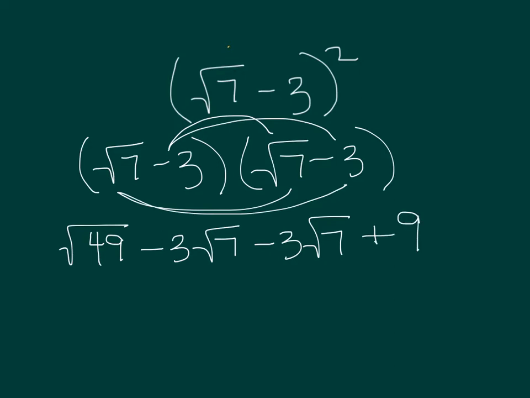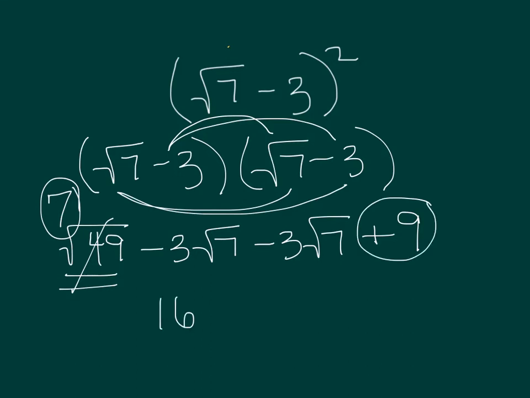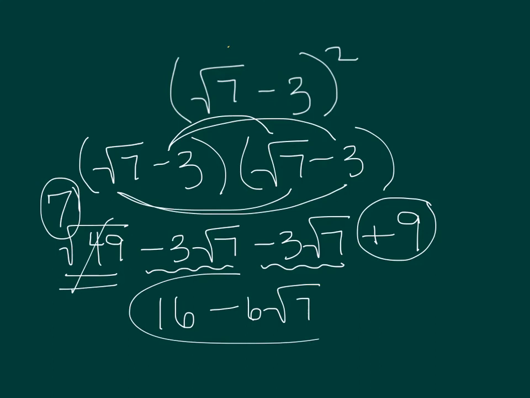Now what we're going to start looking at here is if we can clean this up. And I noticed two things. First of all, I noticed that the square root of 49 is actually 7. I've got a 7 and I've got a positive 9. I can put 7 and positive 9 together as 16. I also noticed that I have two like radicands here. They both have a root 7, and since they both have a root 7, it's okay for me to go ahead and put them together, making this answer a little more simplified. 16 minus 6 root 7.